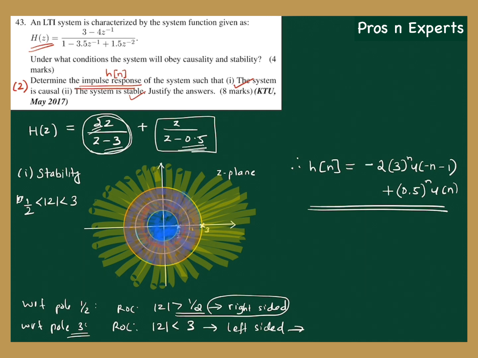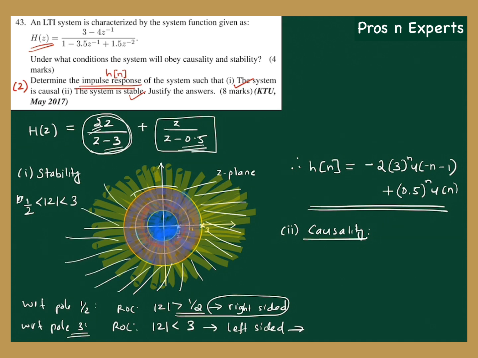And now the second question, or the other question, is the h of n when the system is causal. For causality, we know the ROC should be this portion, right? The ROC should be such that it is outside the outermost pole.